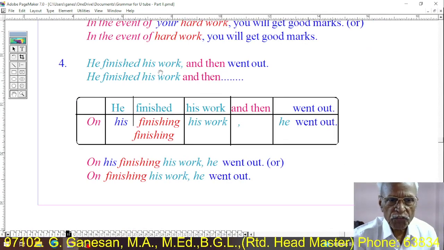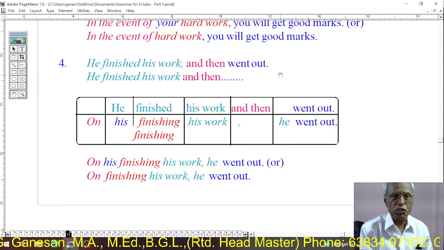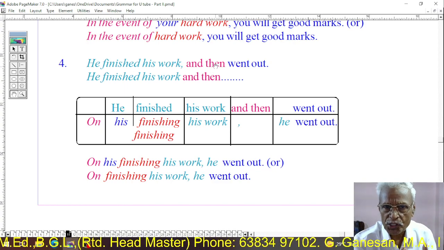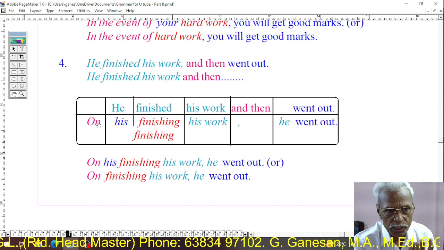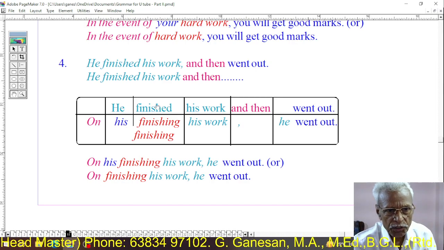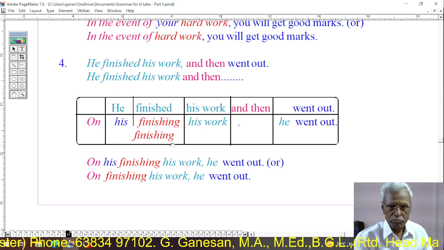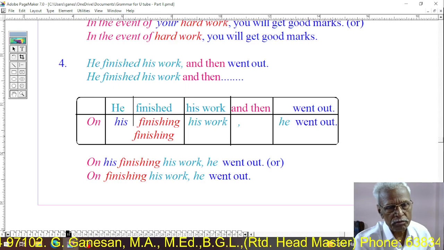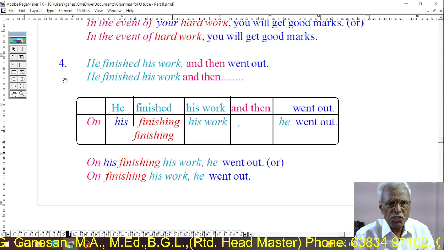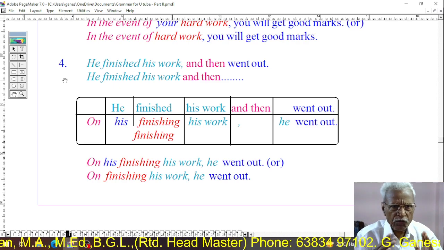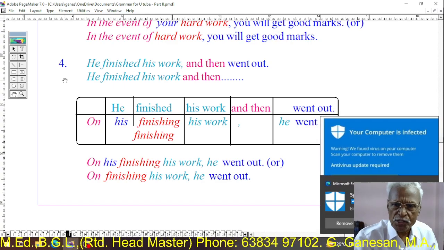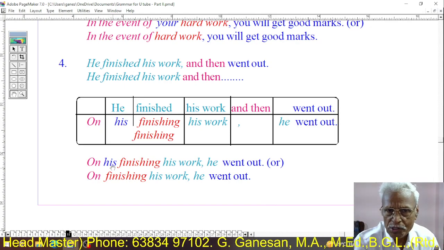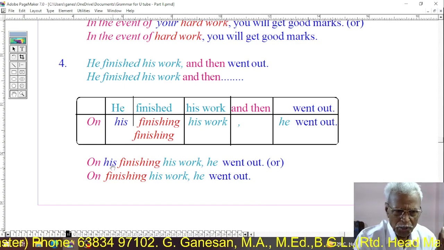Then the fourth one. He finished his work and then went out. First he finished his work, then he went out. "And then" is the conjunction, and its phrase is "on". He, his; finished, finishing; things are over. On finishing his work, or on his finishing his work, he went out. You can either use his or leave it, but leaving it is better.